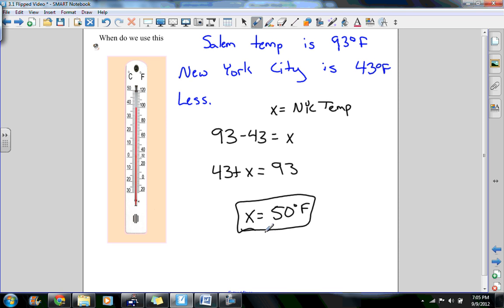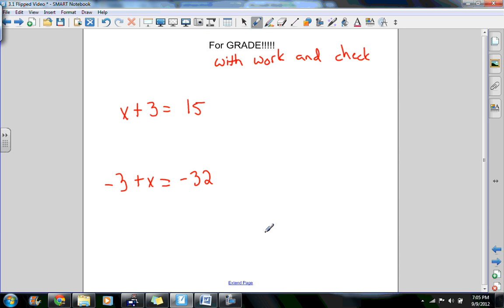Okay? I would like you to bring both of these to class tomorrow with work and with a check for a grade.